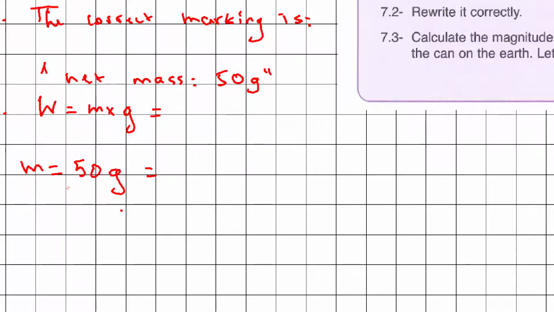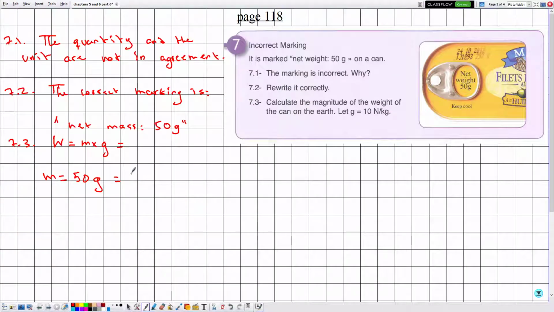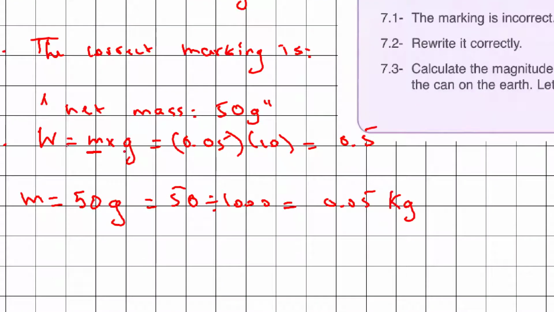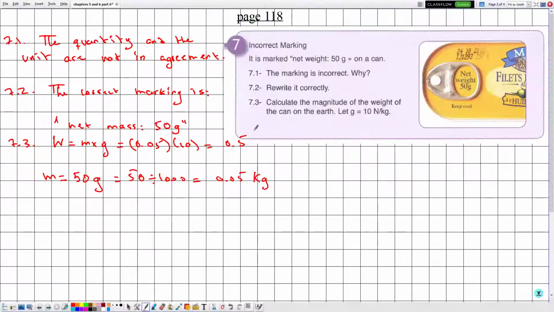We know that the SI unit of mass is kilograms, and in order to convert from grams to kilograms, we divide by 1000, then 50 divided by 1000 is equal to 0.05 kilograms. So 0.05 multiplied by 10, then the weight is given by 0.5. Since M and G are expressed in the SI, the value of W will be expressed in the SI, which is in newtons. So the weight of this can is 0.5 newtons.